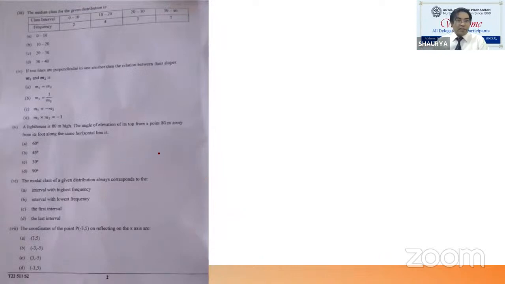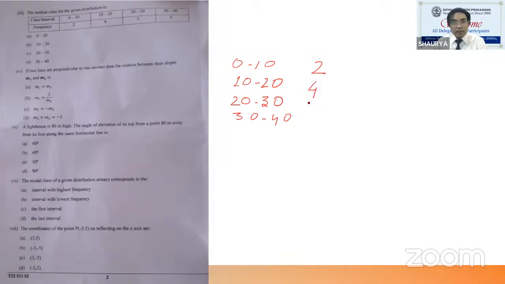The third question reads, the median class of a given distribution is this. We can see the class interval and frequency, and we are only asked about the median class. We need not calculate the entire median. So the classes are 0 to 10, 10 to 20, 20 to 30, 30 to 40, with the respective frequencies as 2, 4. I cannot see this. I'll just have to move the slider.